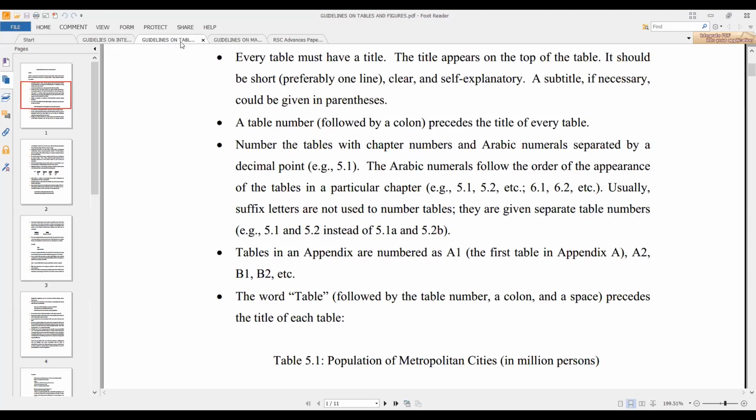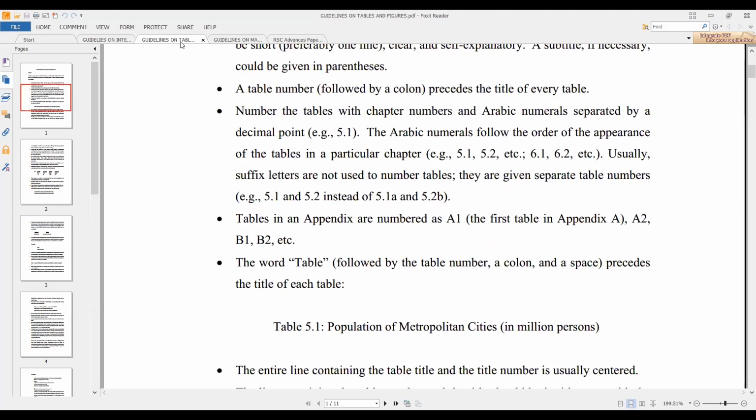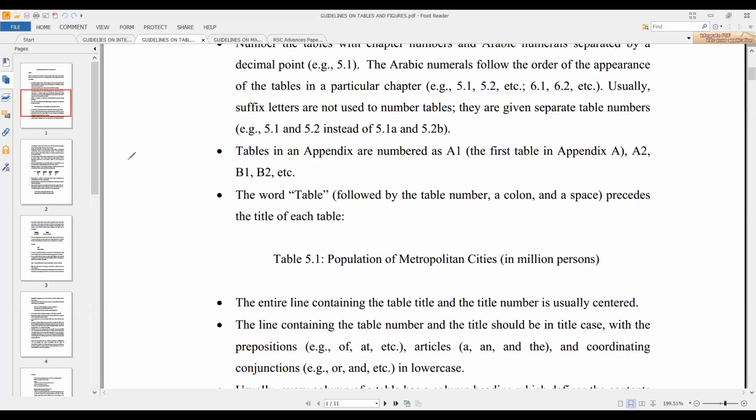The word Table precedes the title of the table, and this is the correct way to represent it. Table 5.1 colon Population of metropolitan cities and in parentheses in million persons.